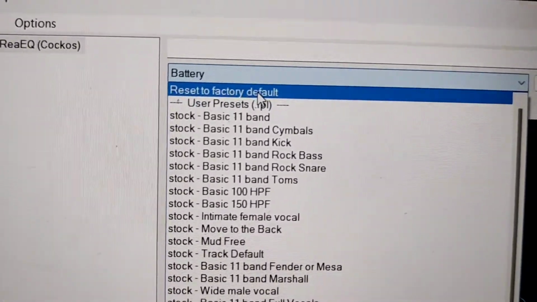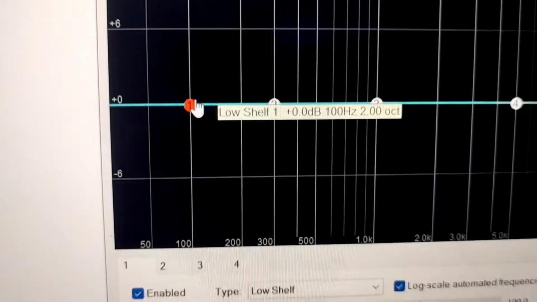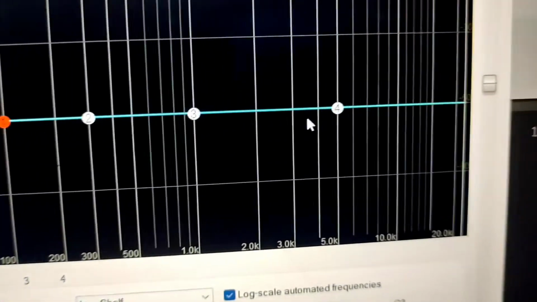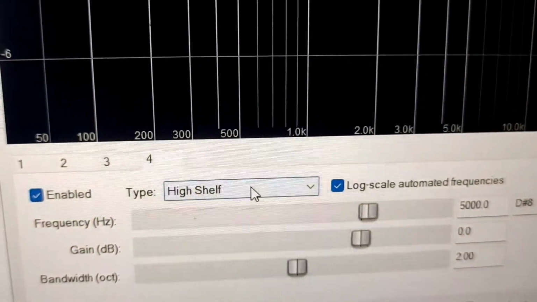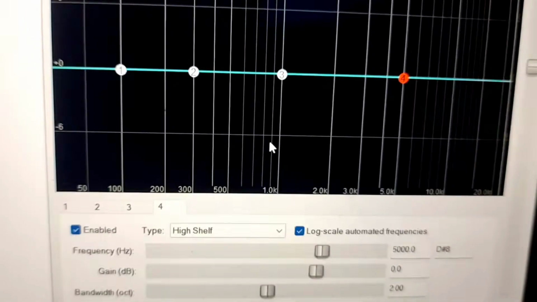If you reset it to factory default, you can see the lowest part, by default it's a low shelf, and the highest part, by default, it's a high shelf. Just change all of it to bands and you're good to go.